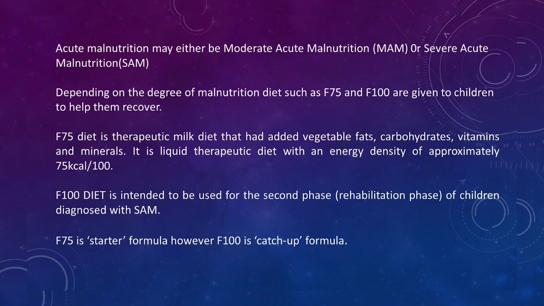Then the F100 diet is intended to be used for the second phase, the rehabilitation phase, of children diagnosed with severe acute malnutrition. So, F75 is a starter formula, whereas F100 is a catch-up formula. Initially we start with the F75 formula, and later on the F100 catch-up formula, which can be given for a longer time till the child recovers completely from severe acute malnutrition.